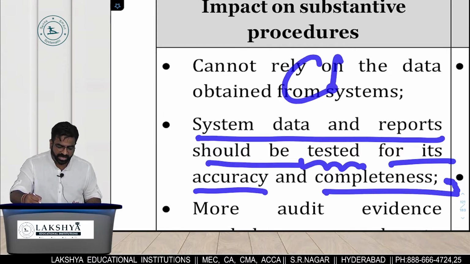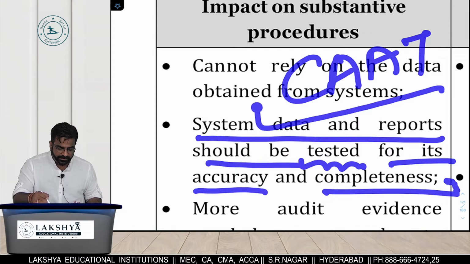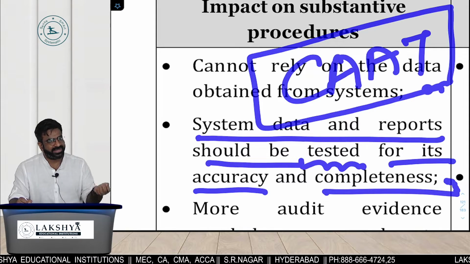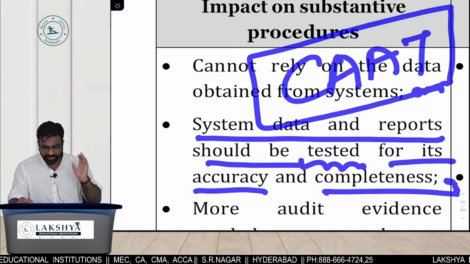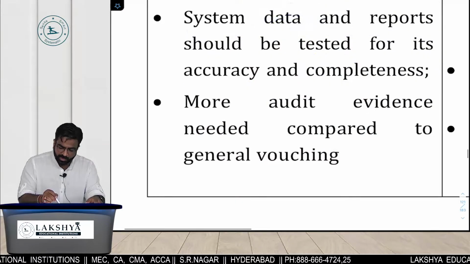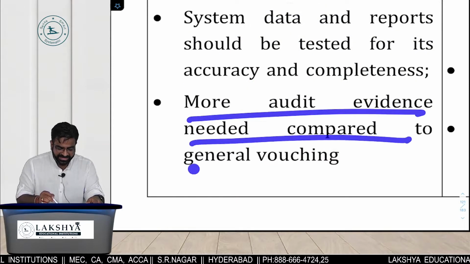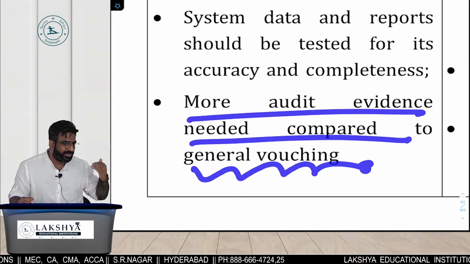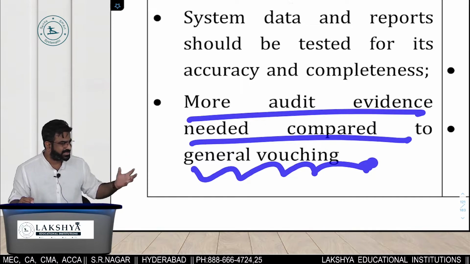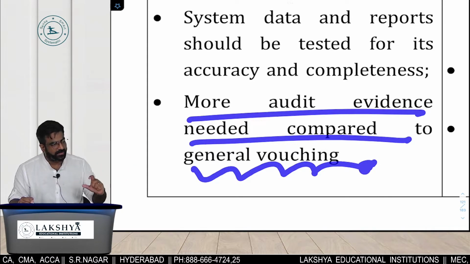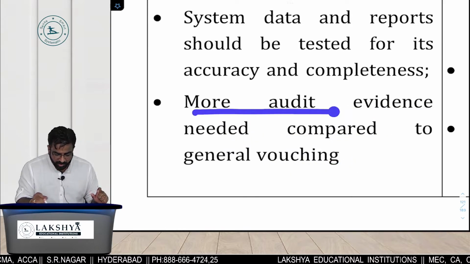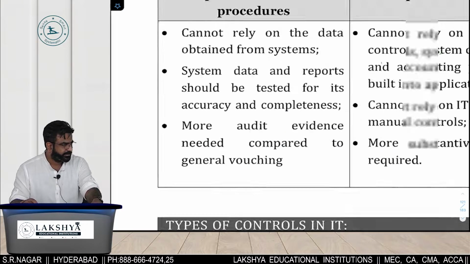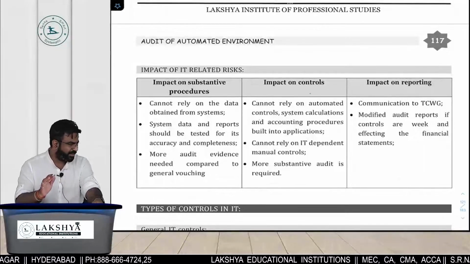उसे बोलते हैं हम लोग CAAT. CAAT का full form क्या है? Computer Aided Audit Techniques or Computer Assisted Audit Techniques. Anything you can write, right? More audit evidence needed as compared to general vouching. It means they are comparing the automated audit with the manual audit. So they are saying that when you are doing the automated audit, you need more audit evidence as compared to general vouching. So this is one of the risks of automated environment.